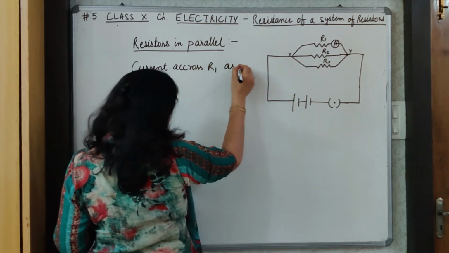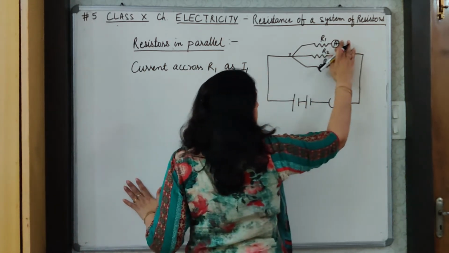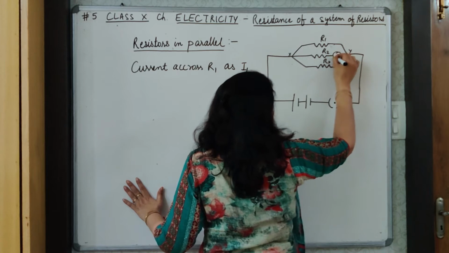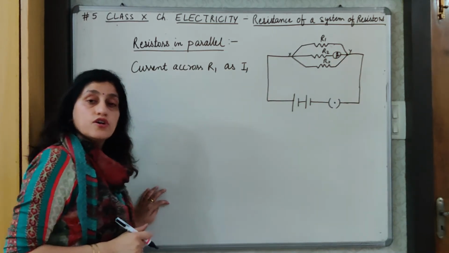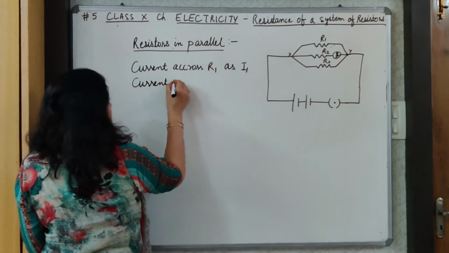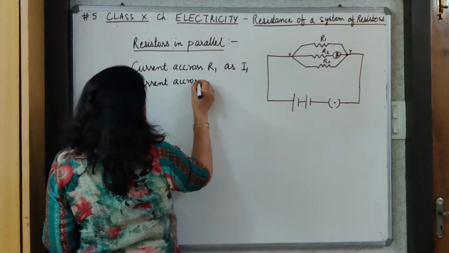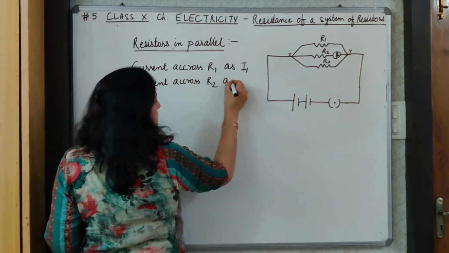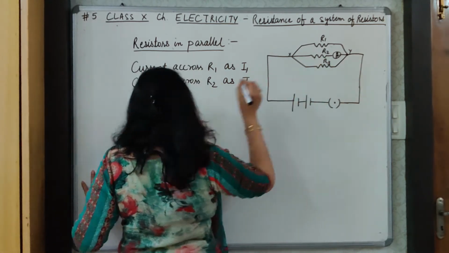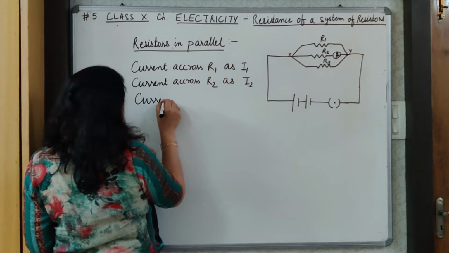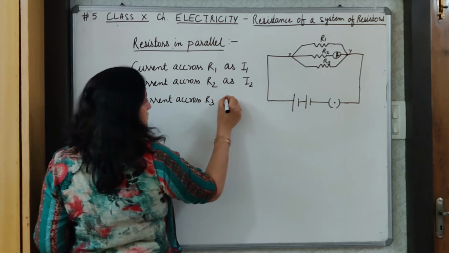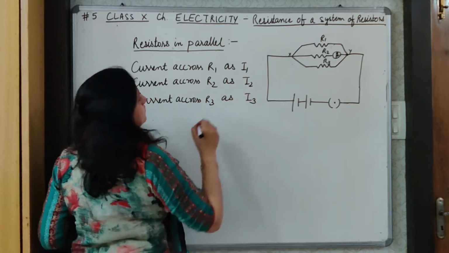say as I1. Then we disconnect from here and we connect our ammeter across R2 to note the reading of current across R2, and we see that the current across R2 say comes as I2, and similarly we do across R3 also, and we observe that the current across R3 is seen as I3.